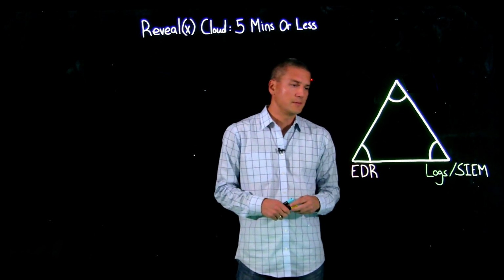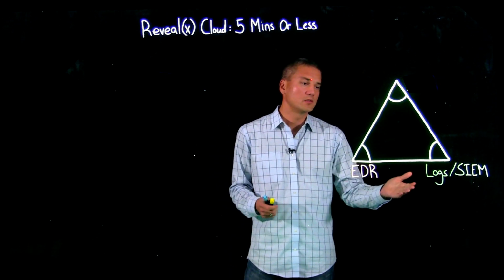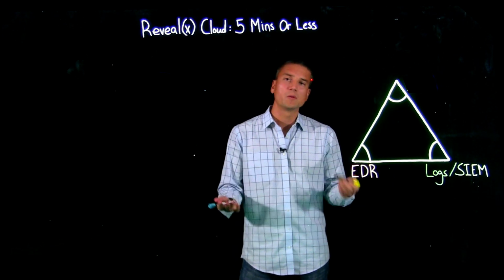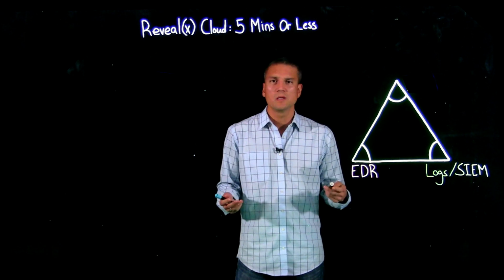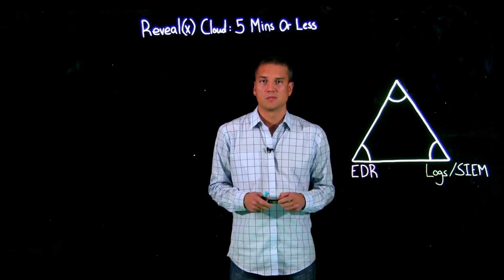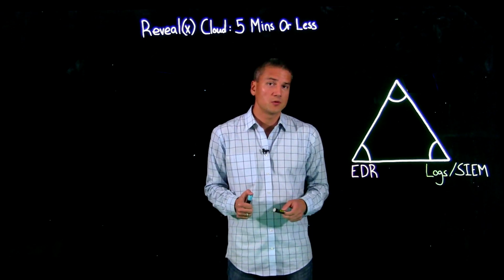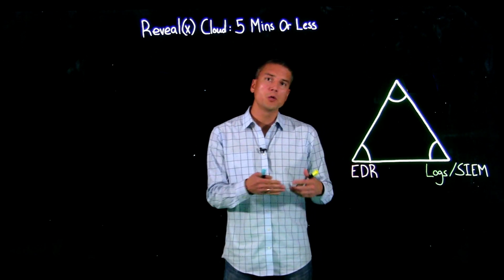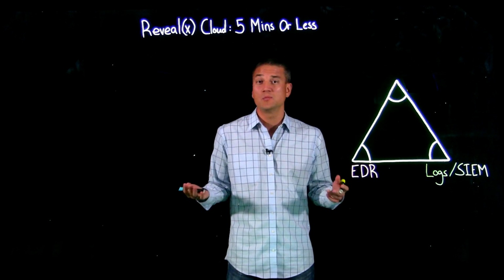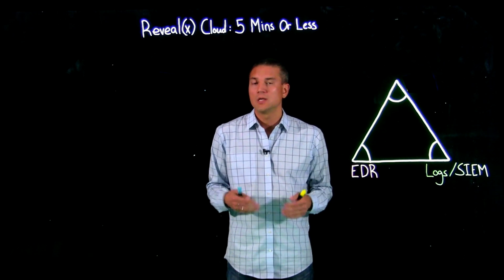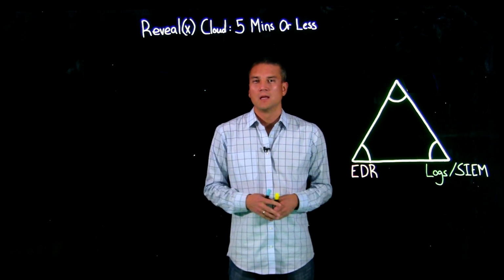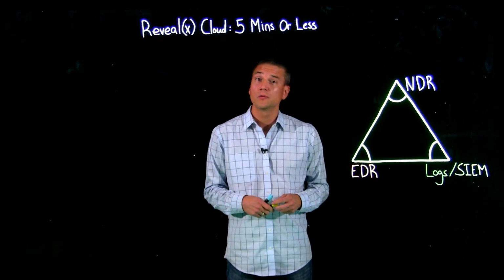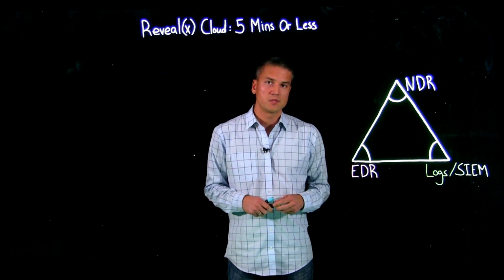Now, with logs and SIEM, logs are purpose-built for archiving and are dependent on self-reporting. They can also be expensive at times. And with endpoint detection and response, they are agent-based, and so you need to know where you want to deploy those agents. And sometimes you can't deploy agents on everything within a cloud environment. So that brings us to our third part of the triangle or the triad, network detection and response, NDR.